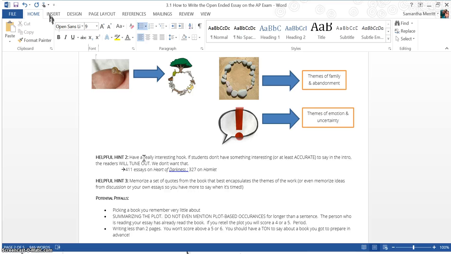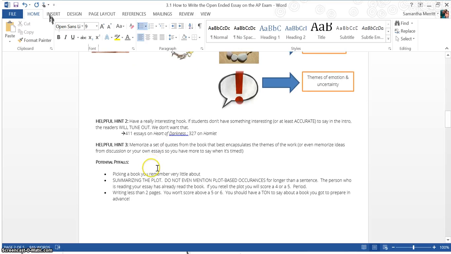Potential pitfalls are picking a book that you don't remember very well, and summarizing the plot. This is not a book report. It is not a summary. It is all analysis. Why were these particular choices made in this particular text? How does it contribute to theme? Do not summarize it even for a sentence at all, ever.